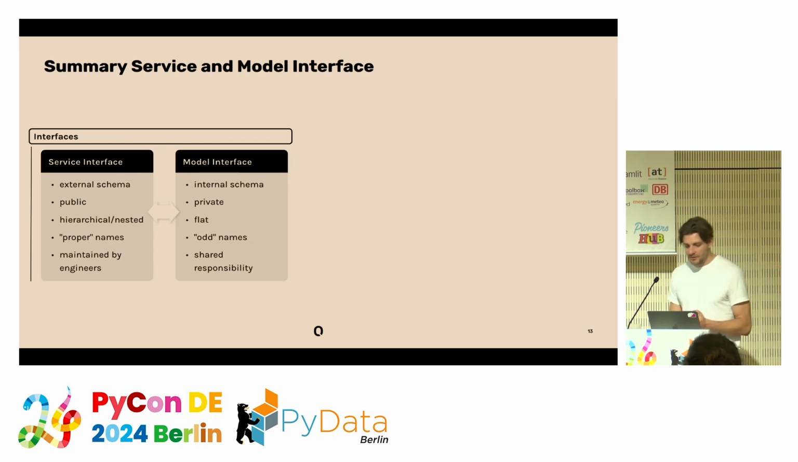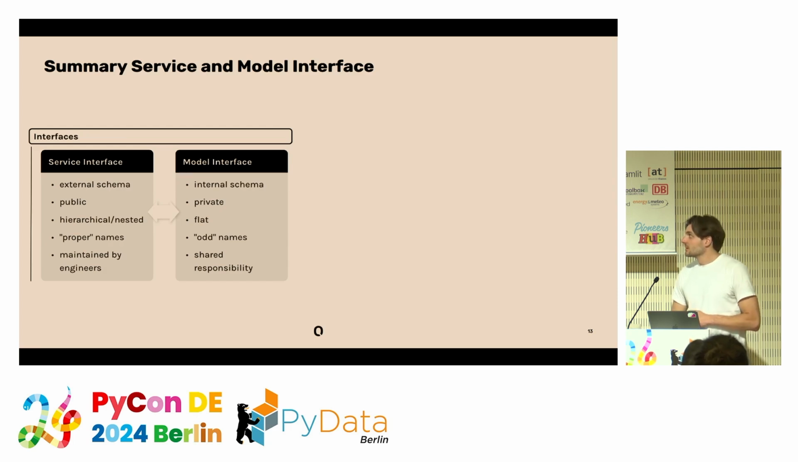And then we have the model interface, which is the internal schema. It's private in terms of being within this web service. It's flat. It's translated into the data science world, let's say, and it might have odd names. What do we mean by this? So sometimes you get extracts somewhere, they might be in German with column names, then you translate them to English, then the model has English input names, and they start to diverge from actually the names that are the common agreement between systems. So there also mapping is needed.